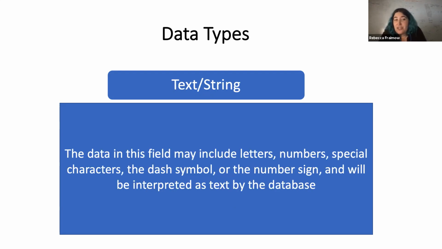You can have a text or a string. These are actually two different subtypes of fields. But the data in this field may include letters, numbers, special characters, the dash symbol, and the number sign, and will be, if it's a text field, interpreted as text by the database.